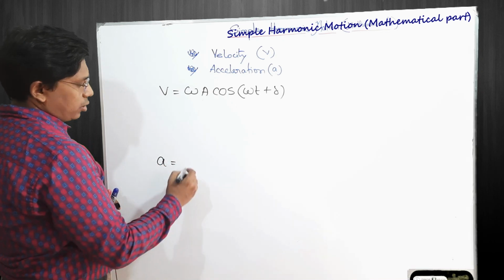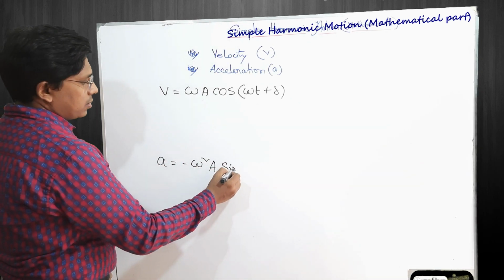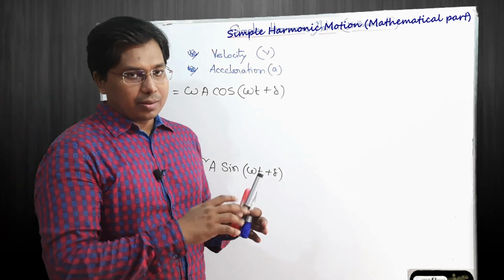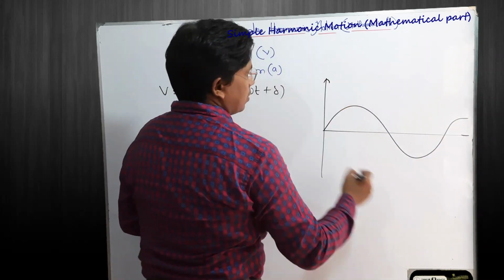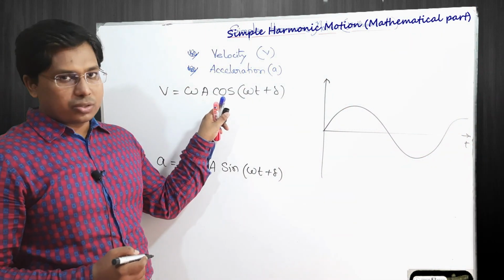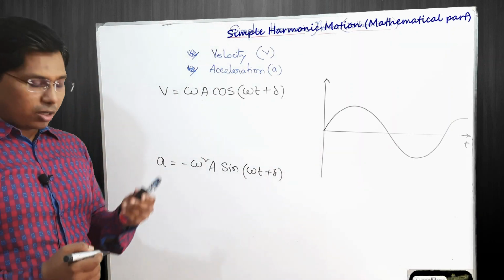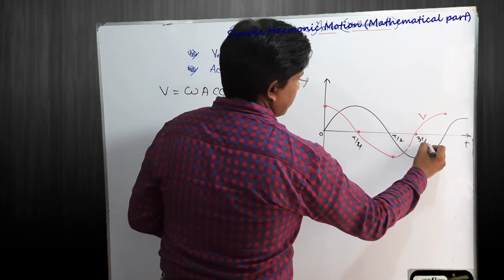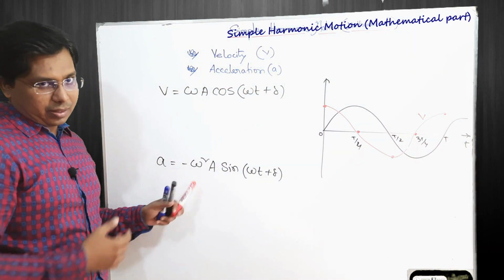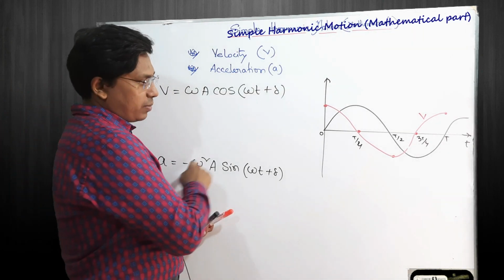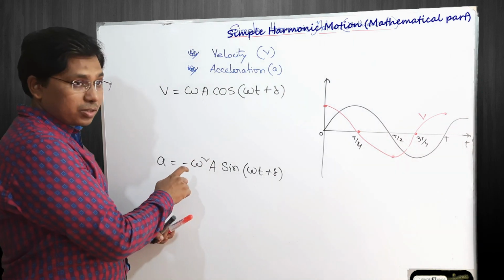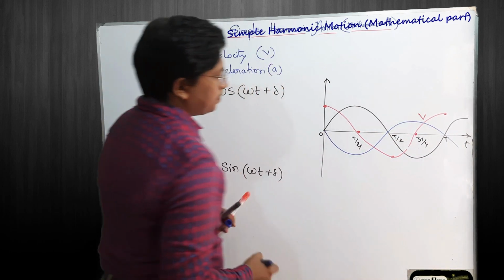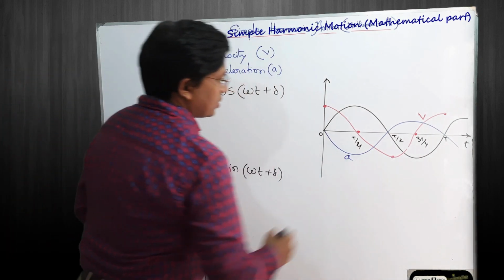And for the acceleration, a = −ω²A sin(ωt + δ). We observed the graph of the displacement. But for the velocity, here is the cos. The cos graph is the shifted sine graph. Opposite sine displacement, cos graph, like this way. And when it is considered for the graph of the acceleration, it's totally minus. That is the opposite of the displacement graph, but ω² changes the amplitude of the graph, which is like this way. This is the graph of the acceleration.